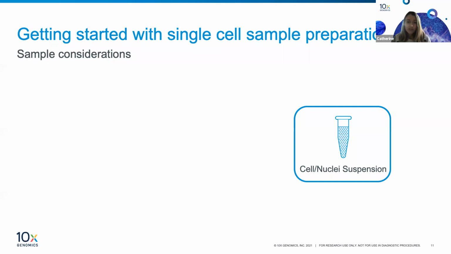So the input into the single cell assays are single cell or single nuclei suspensions, whether they have labeling with antibodies or so forth, but they are single cell or single nuclei suspensions of the highest possible quality. To achieve a high quality cell or nuclei suspension, it's important to first consider what you're bringing to the experiment.